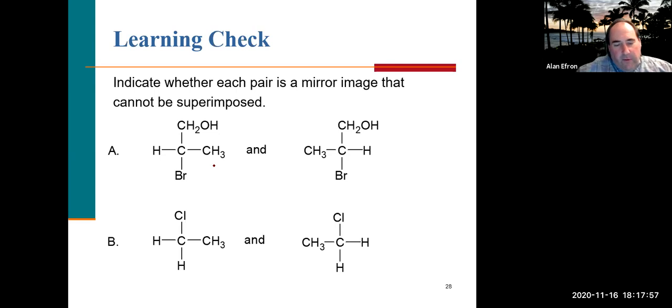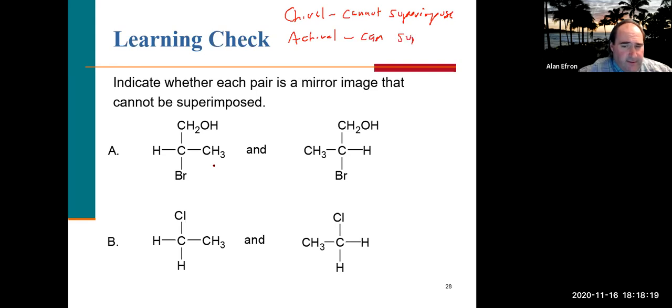All right, so what we really want to determine in this case is, are we dealing with a chiral molecule, which again means that we cannot superimpose our mirror image? Or are we dealing with an achiral guy that you can superimpose your mirror image? So let's just start with this guy here.